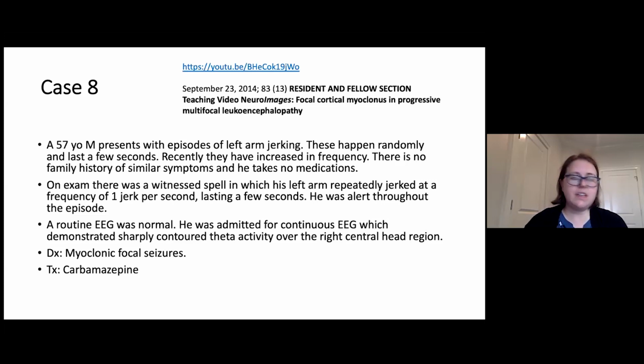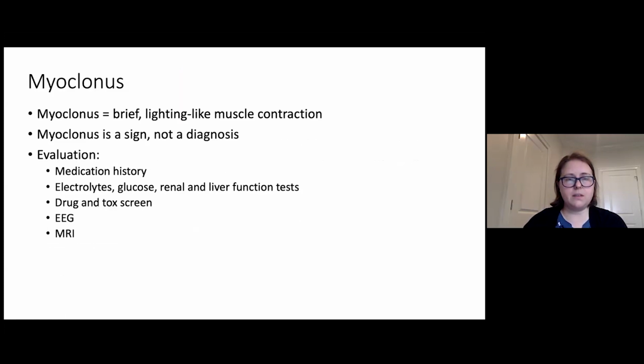A routine EEG was normal, but then he was admitted for continuous EEG, which demonstrated sharply contoured theta over the right central head region. This is a fancy neurology way of saying epilepsy. So the diagnosis was myoclonic focal seizures, and he was treated with carbamazepine. So this is a case of epileptic myoclonus. I'll tell you a little bit about myoclonus, and then I'd like to show you a video.